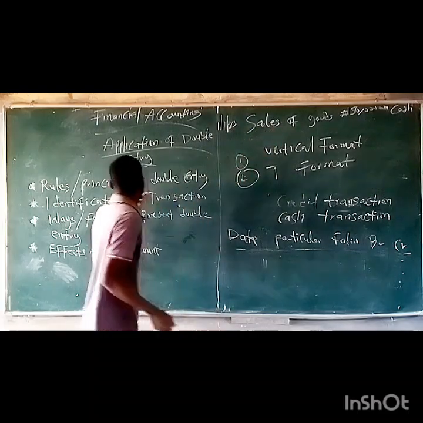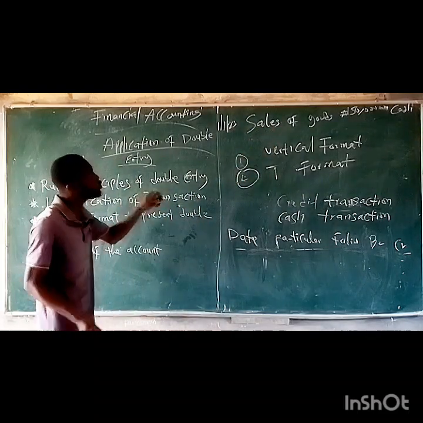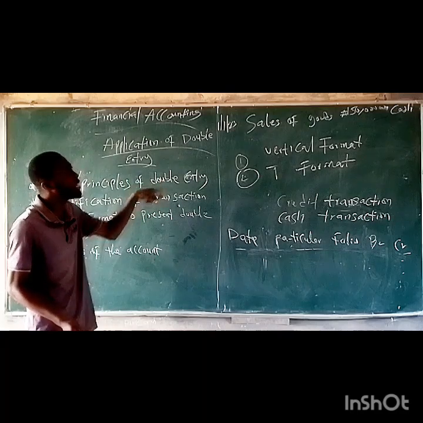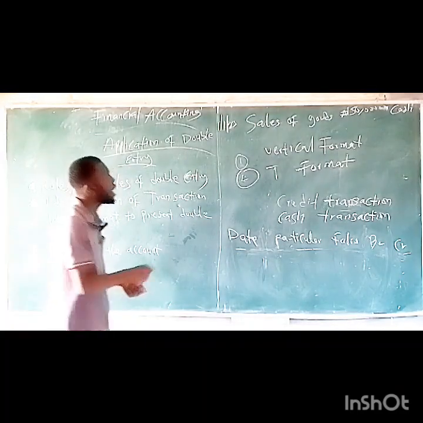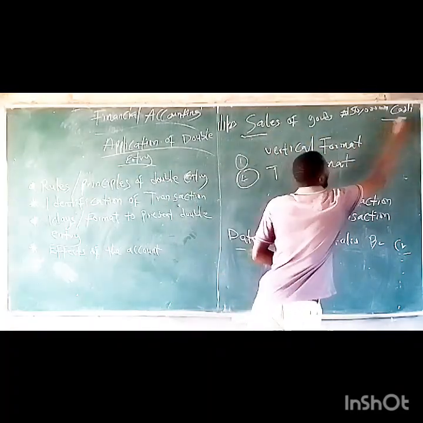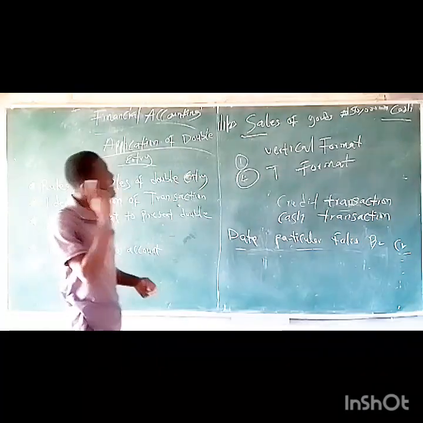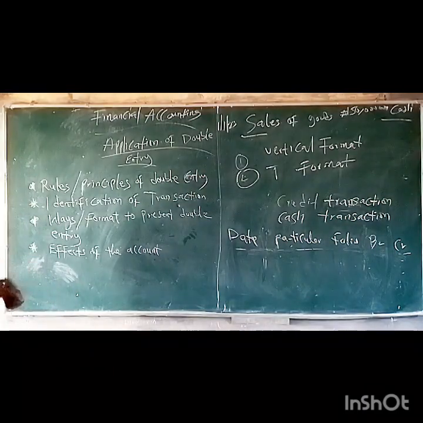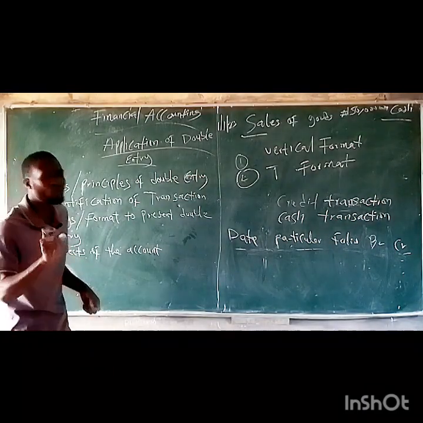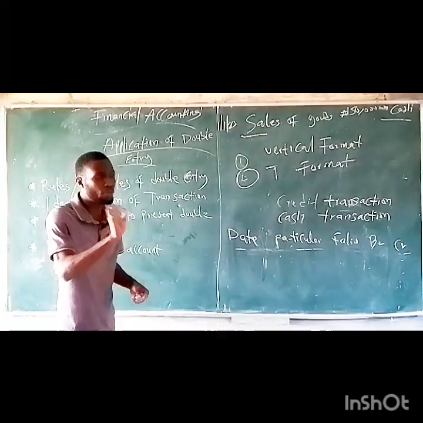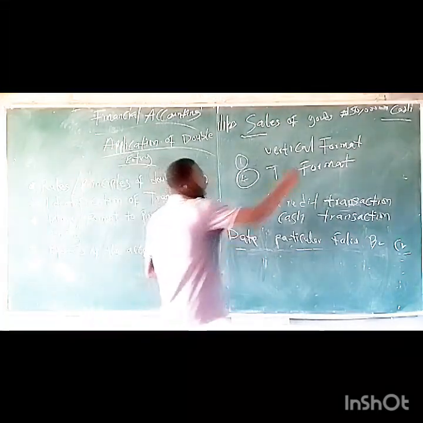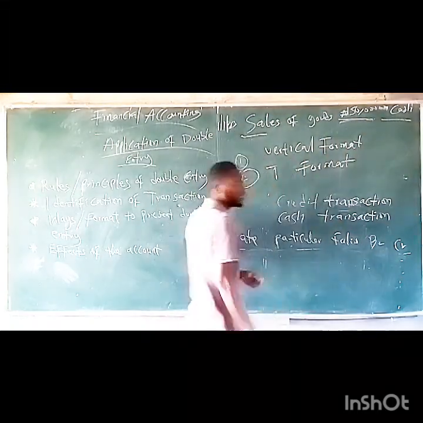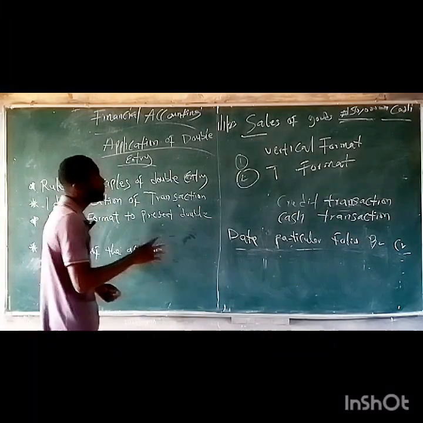Now this is a transaction, and we want to apply the rules. The first rule says that we need to identify the main accounts. The main accounts there are the sales and the cash. And we said earlier that there must be a monetary value. The value there is 50,000 naira.